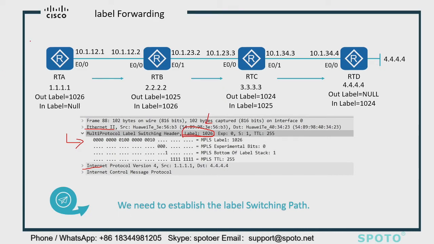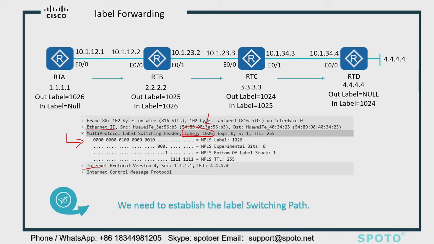Okay, so next we see this topology here. It's the same topology and same requirements. RTA, 1.1.1.1, wants to visit RTD, 4.4.4.4. Actually RTA will generate a packet. For this topology, we know that we configure MPLS, so RTA will generate a packet just like this.